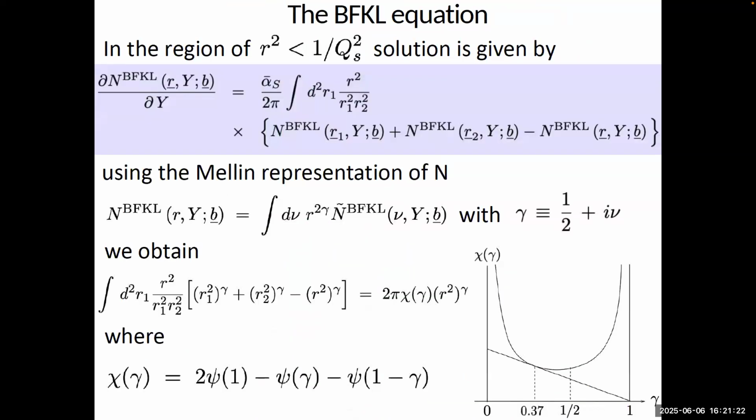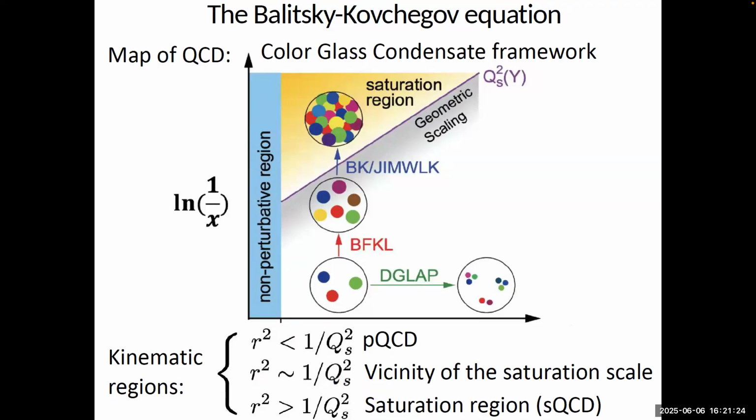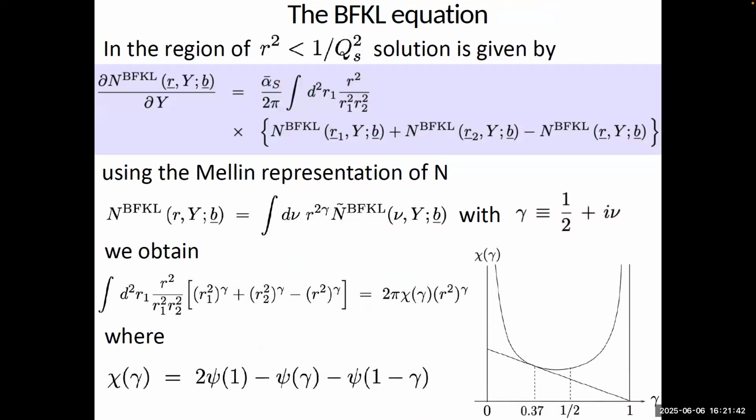Now that we have our equation, we usually use this BK equation in the saturation region, but in order to solve it, we will need some initial condition. So I will solve the equation near this line. Because we are near this line, I can neglect the nonlinear term, and it reduces to the BFKL equation. We can solve using the Mellin transformation.